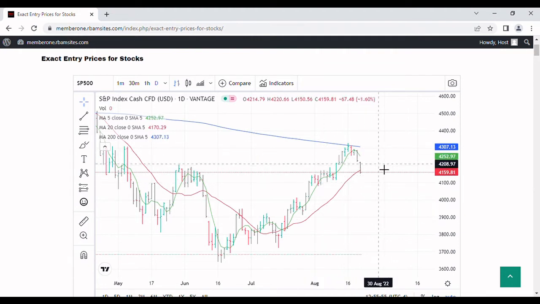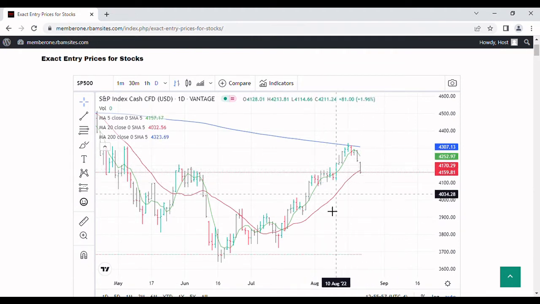But you would expect, let's say, rather, that you would get a test of your 20-day moving average, and that's where we are today. So that's basically technical analysis. That's how you would look at this. There's no real science behind it.